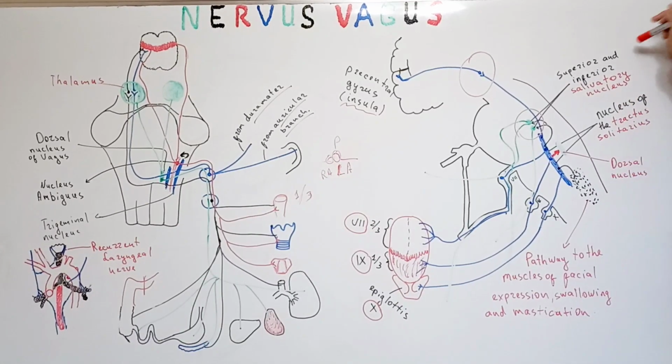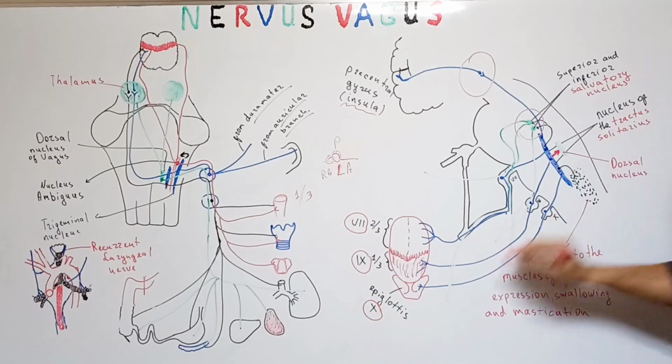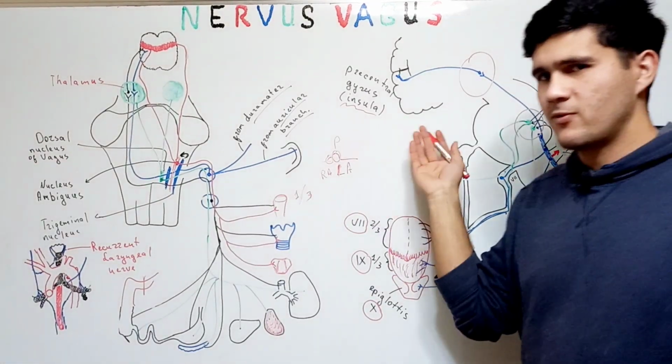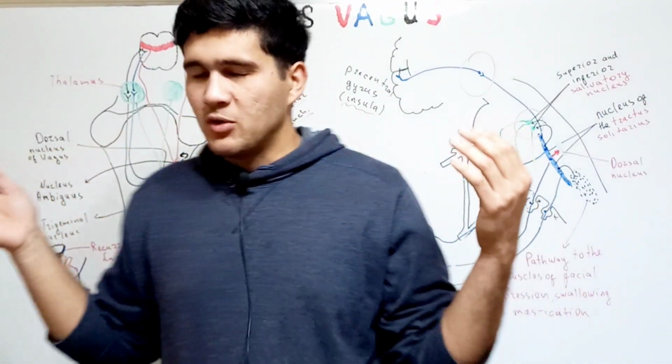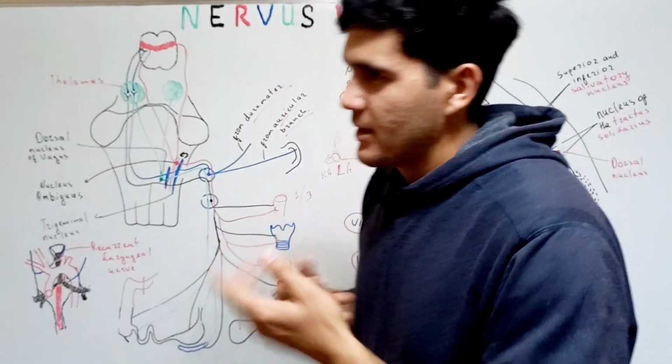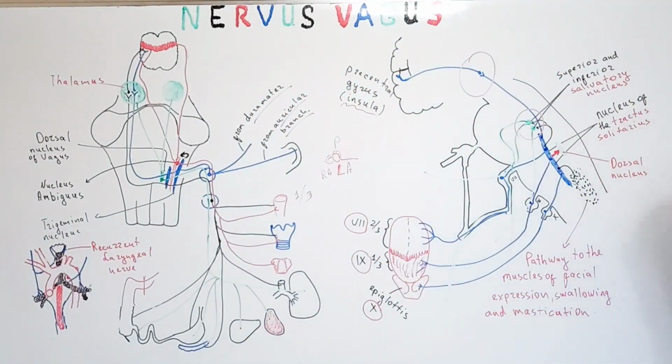Okay, now our next information is about the connection between the nucleus tractus solitarius and the dorsal nucleus and the superior and inferior salivatory nuclei and other nuclei that are responsible for our emotion or our chewing system and something like that. Look at that.